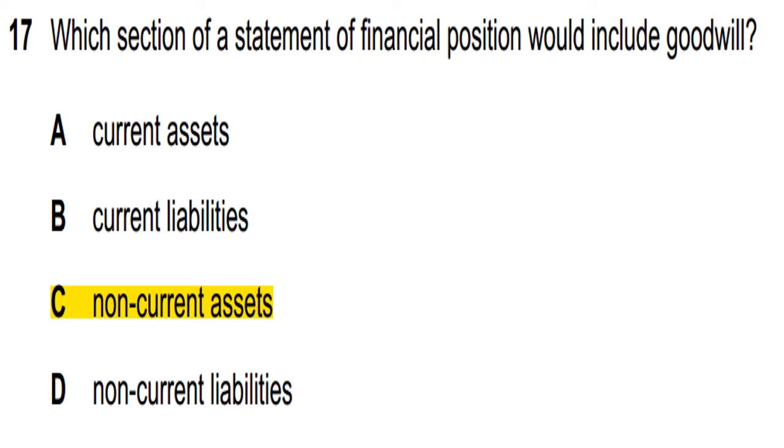And the 17 number is, which section of a statement of financial position would include goodwill? There are four options: A, current assets, B, current liabilities, C, non-current assets, and D, non-current liabilities. And C option is correct because goodwill is included in the non-current asset.